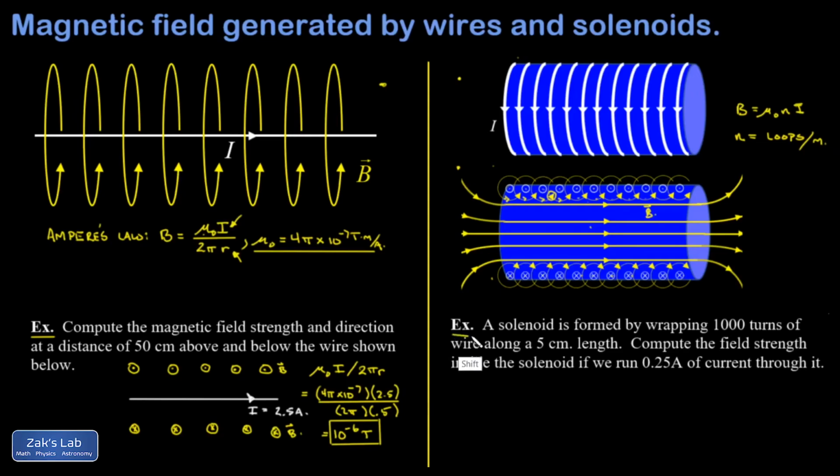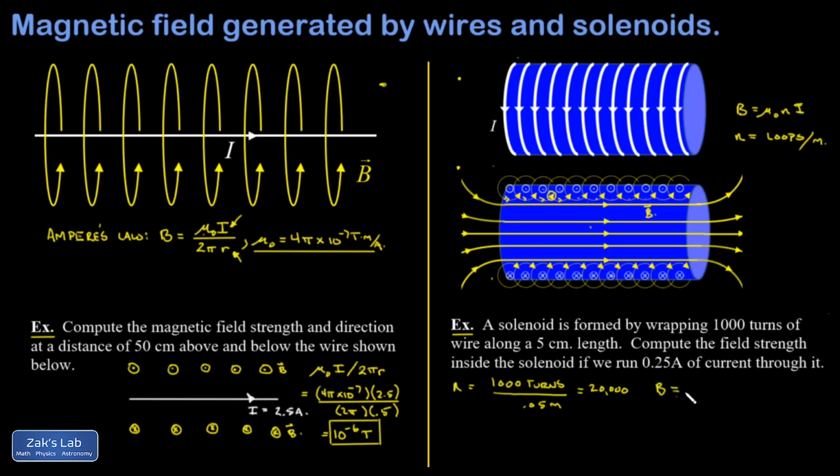Let's do a quick example. I have a solenoid formed by wrapping 1,000 turns of wire on a 5 centimeter length. That allows us to calculate the little n. So I have 1,000 turns or loops on a length of 0.05 meters. I simplify that to get turns per meter, and that's 20,000 turns per meter. Then I want the field strength inside the solenoid if we run 0.25 amps of current through it.